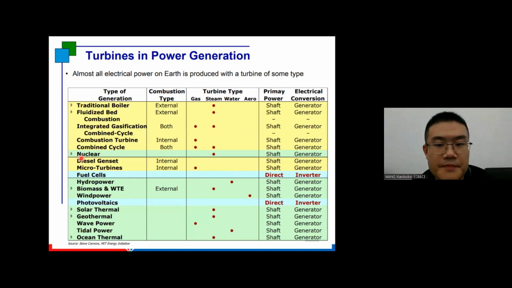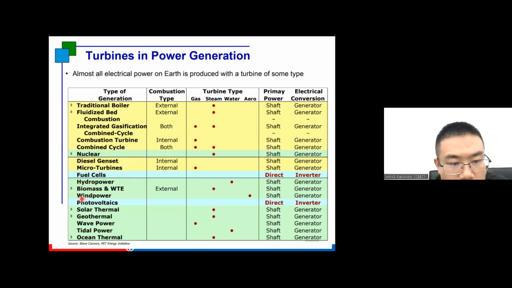power plant. Okay, and then we go to also the hydropower, wind power, and any other. Solar thermal also has a turbine. So we can see that only the hydrogen fuel cell and PV, the photovoltaics, have a direct primary power conversion with the inverter at the downstream. It's very interesting. And also fuel cell and PV have immense, huge potential in the future.